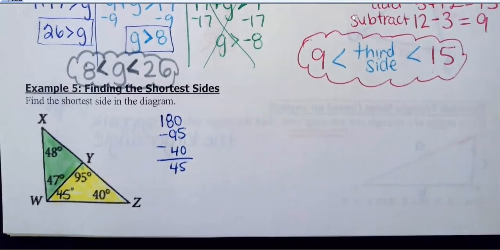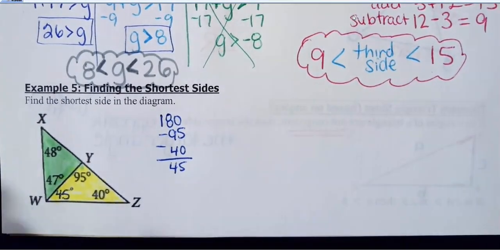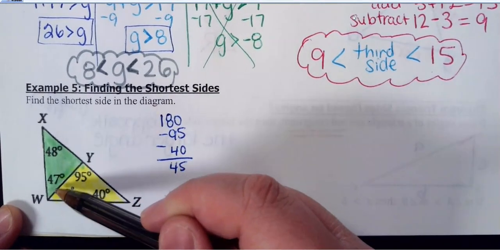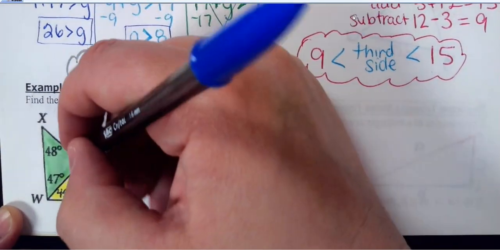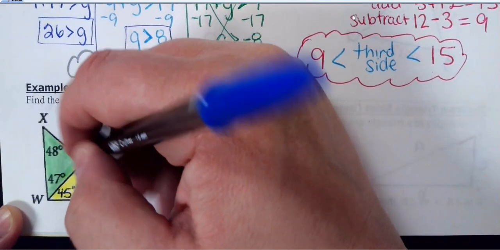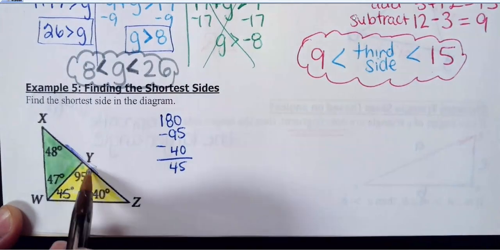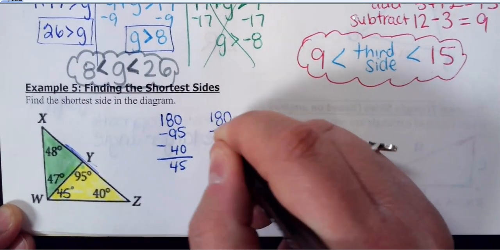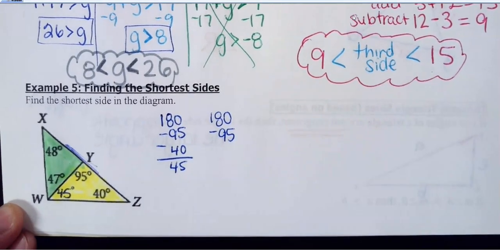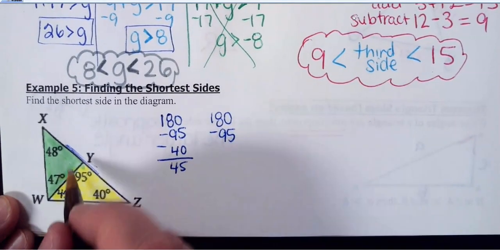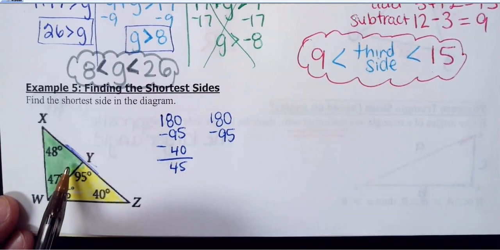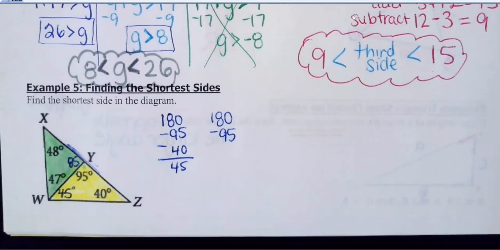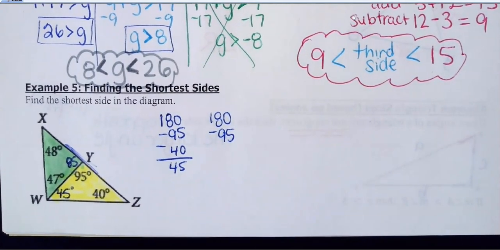Okay, now there are two ways you could get the angle in this green triangle that you don't have. You could use the 48 and the 47, subtract those from 180, or, little major throwback here, this line here is just going to be 180, so you have a linear pair with the 95. So you could just do 180 minus 95, and that would give me the missing angle here. Can anybody tell me what that one would be? 85.